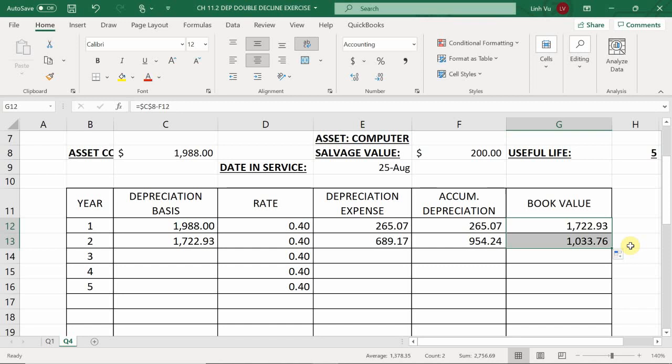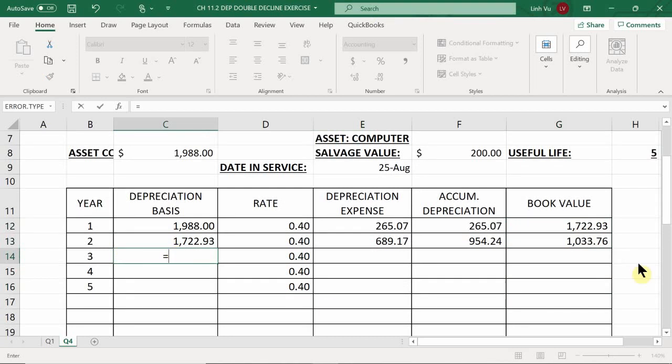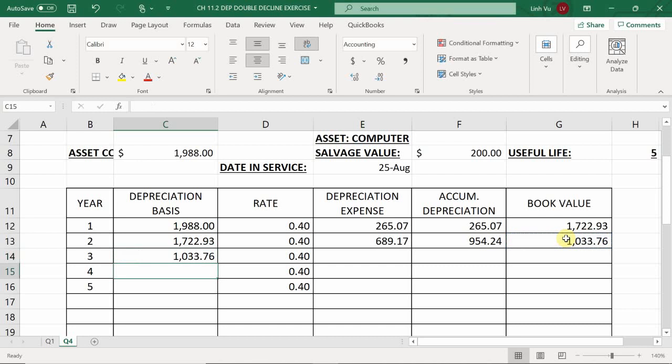Remember, to solve for book value, it's the asset cost, 1988, minus the accumulated depreciation. Okay, 1033.76. Good. Again, that becomes the book value for year 3. It becomes the depreciation basis for year 3. Okay, so let's go ahead and keep calculating.